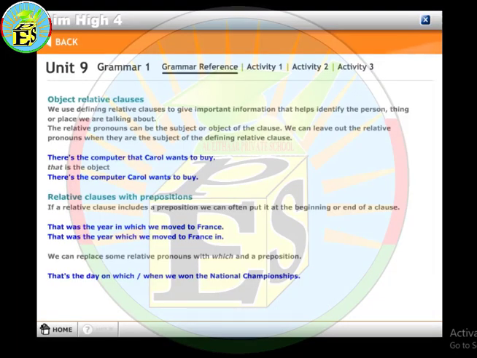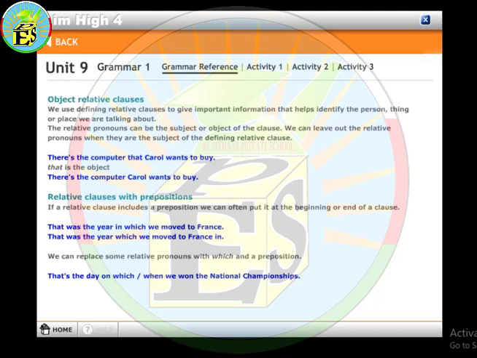Good morning grade 10. Today inshallah we will study a new grammar rule which will be about object relative clauses. We use defining relative clauses to give important information that helps identify the person, thing or place we are talking about. The relative pronouns can be the subject or object of the clause. We can leave out the relative pronouns when they are the subject of the defining relative clause.